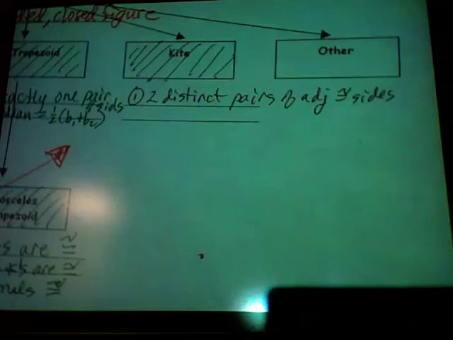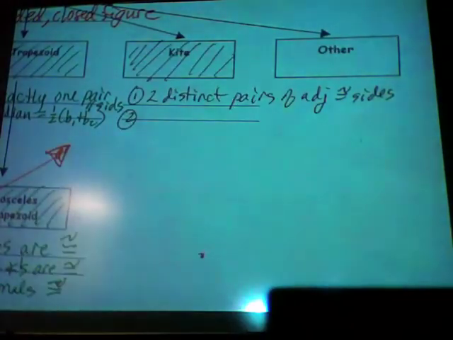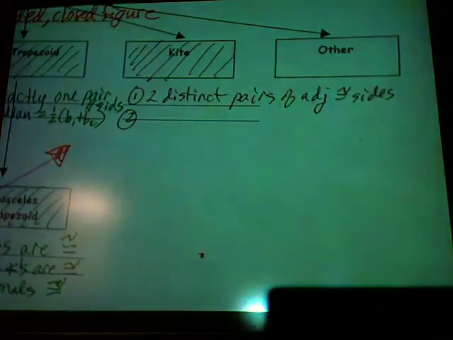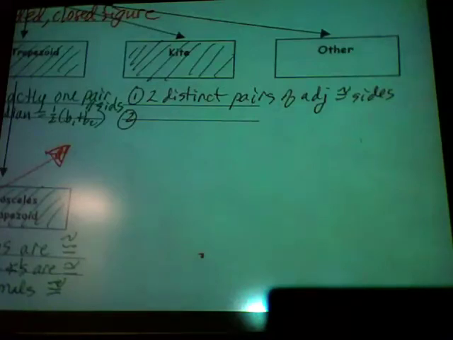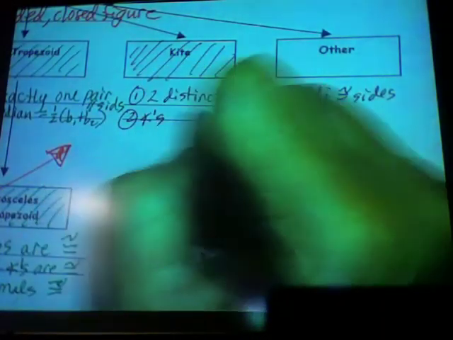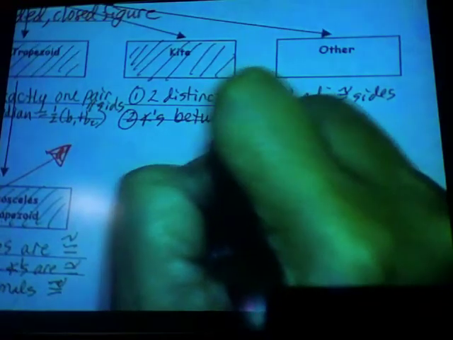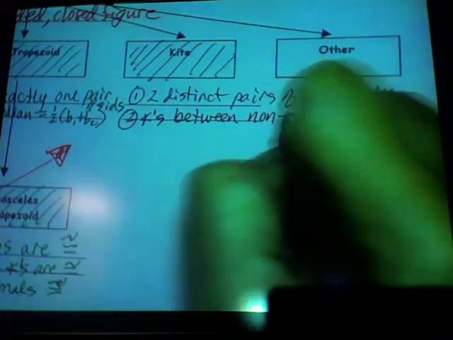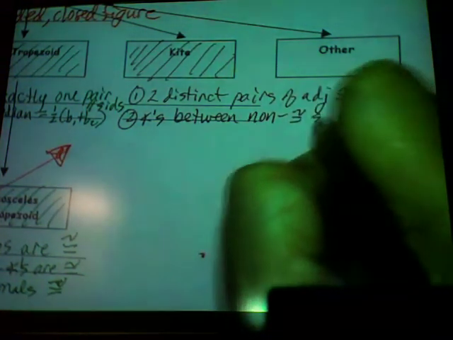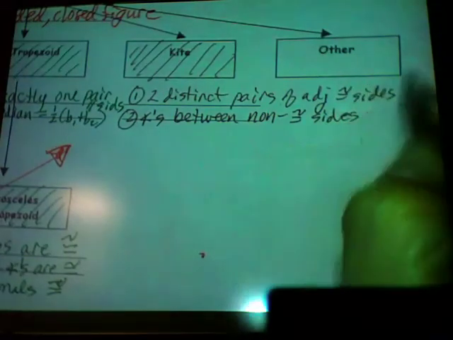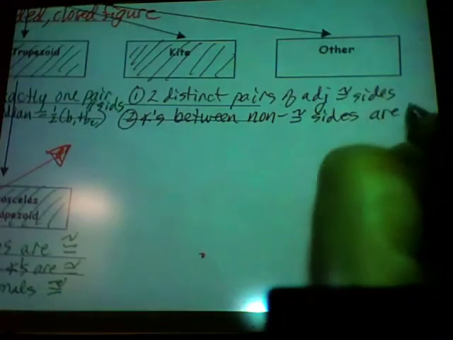What else did we learn about the kite? Say that again. The angles between the non-congruent sides are congruent. So angles between non-congruent sides are congruent.